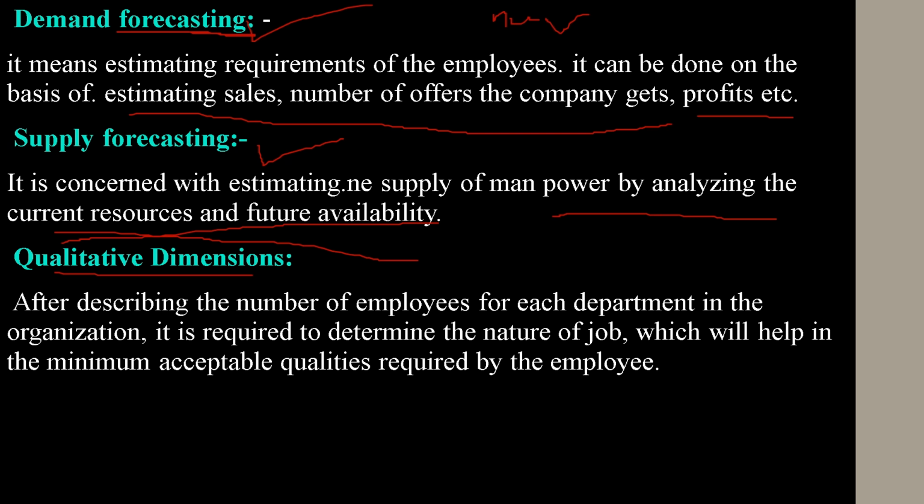Right? So this is all about the nature of human resource planning. Let me read this sentence once. After describing the number of employees for each department in the organization, it is required to determine the nature of the job, which will help in the minimum acceptable qualities required by the employees. Acceptable qualities, the skills, knowledge, experience, all come under qualitative dimensions, right? So this is all about the nature of human resource planning.